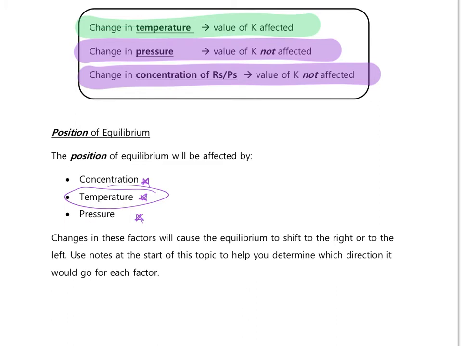Okay, so when you're asked about the position of the equilibrium, that goes back to the start of this topic of looking at the different factors, whether it's going to go left or right. But when you're asked about the value, it's only temperature that changes the value of Kc. So value of Kc is affected by temperature, position is affected by concentration, temperature and pressure.